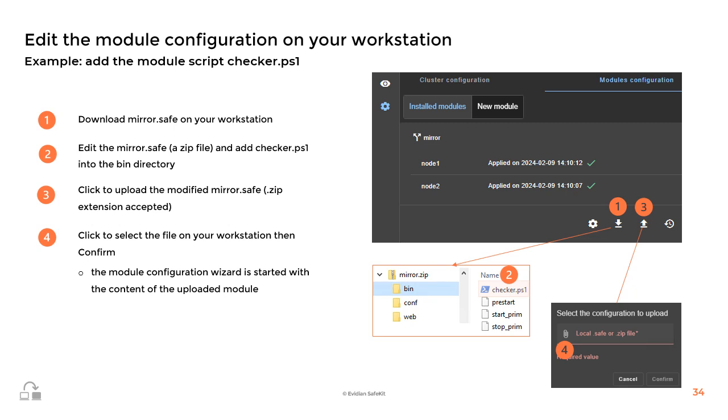Next, upload the new mirror.safe file to the console. This action will launch the module configuration wizard with the contents of your file. The new contents will be visible in the wizard. Finally, save and apply the new configuration on both nodes in the wizard.